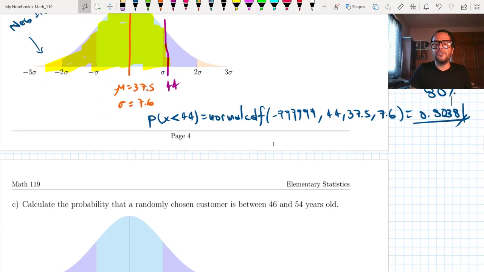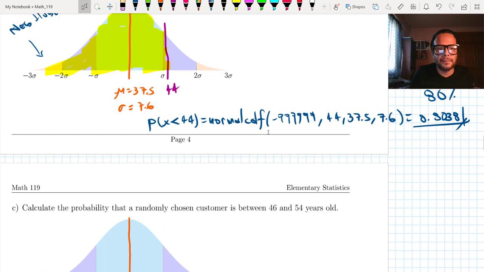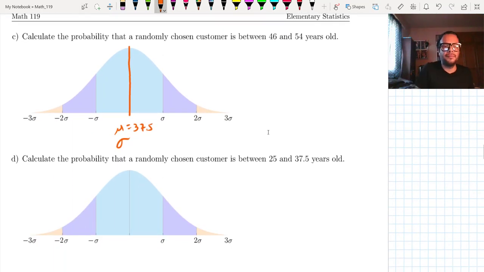All right, for the next one, I'm going to show you how to do it in the calculator. So let's establish the mean, which is 37.5, and sigma, which is 7.6. Okay, and they're asking us between 46 and 54. That is, I don't know, I'm going to say maybe 46 and 54.